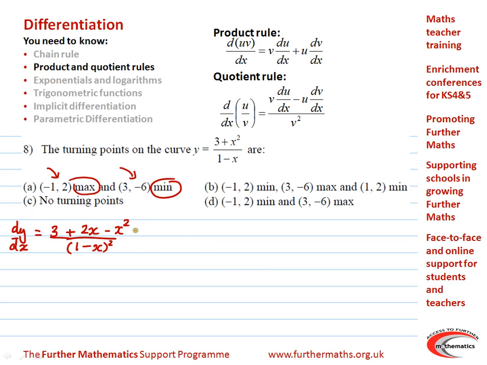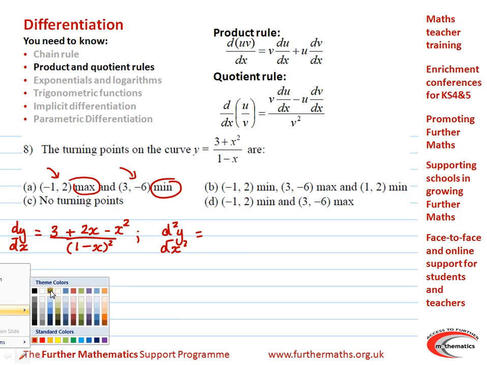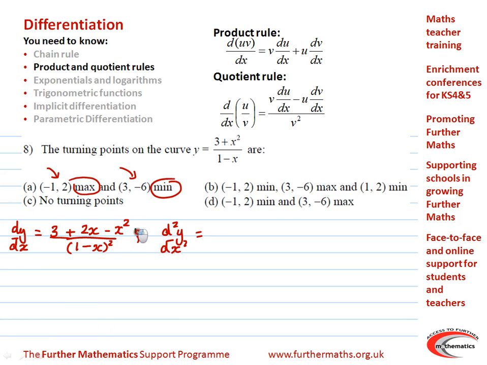Another alternative is that I could differentiate again and find the value of the second derivative, and I'm going to do that so that I can use my chain rule again. So if I want to know d2y by dx squared, I'm going to make the top line of this expression u and the bottom line v.